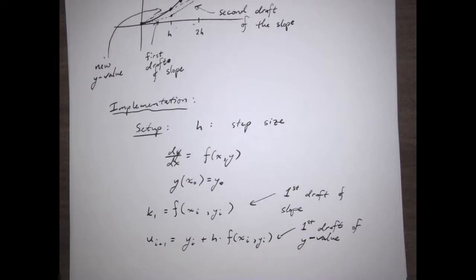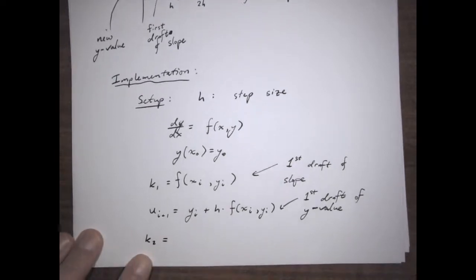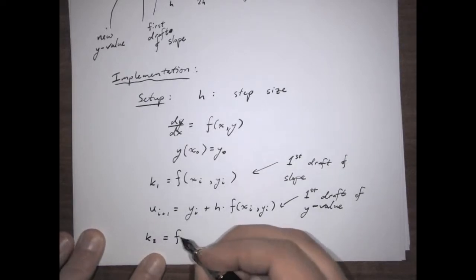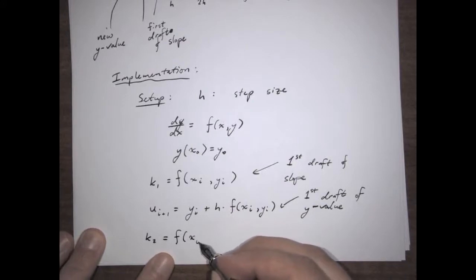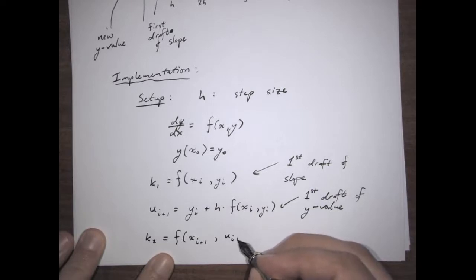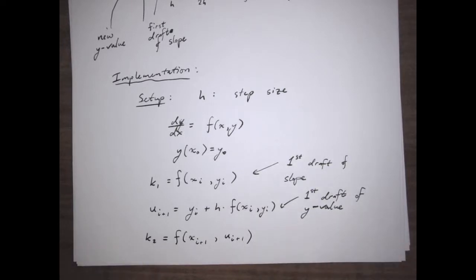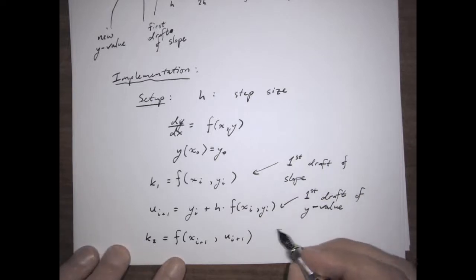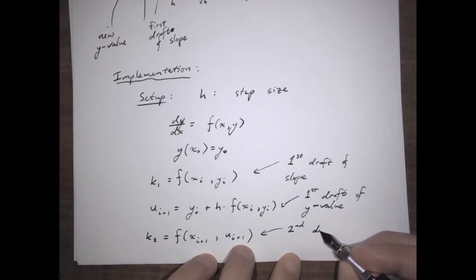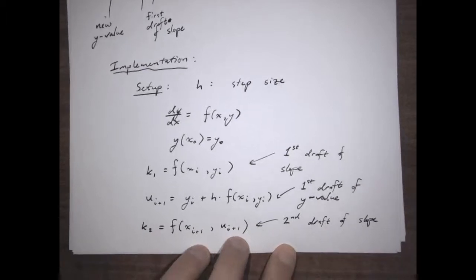And then you use this first draft of the y value to get your second draft of the slope, which we'll call k2. So that's going to equal f of x sub i plus 1 comma u sub i plus 1. So this is now the second draft of the slope.